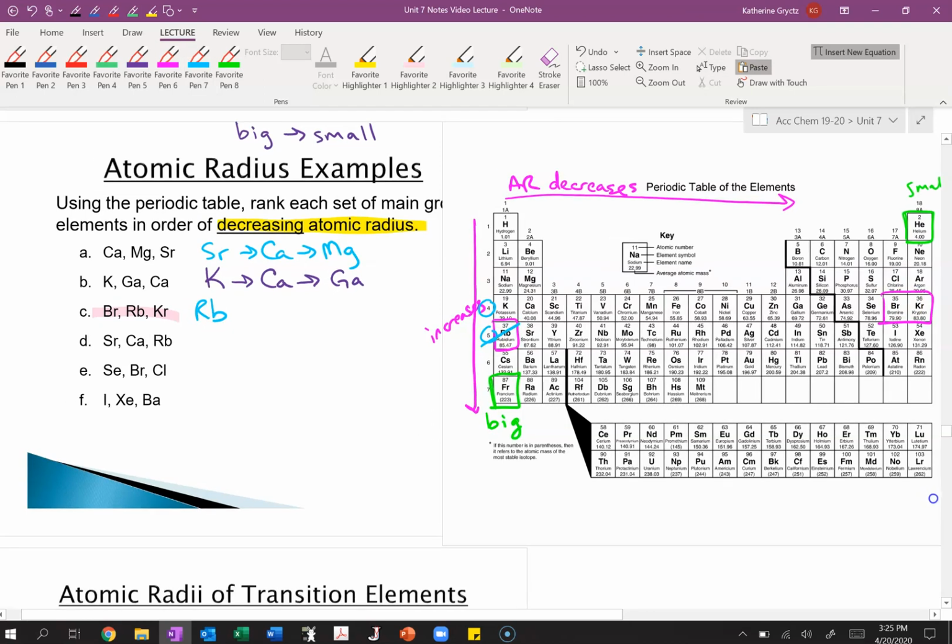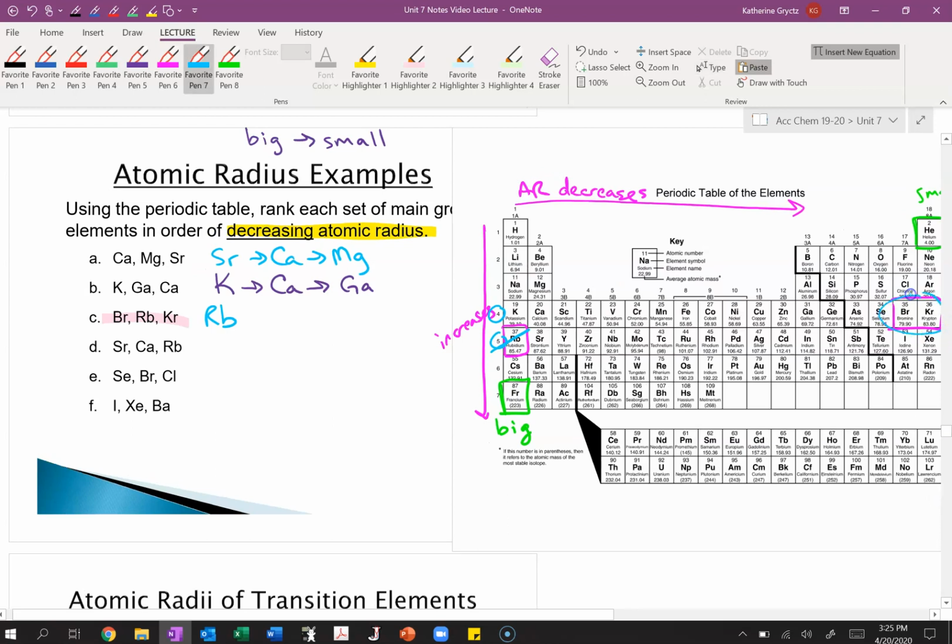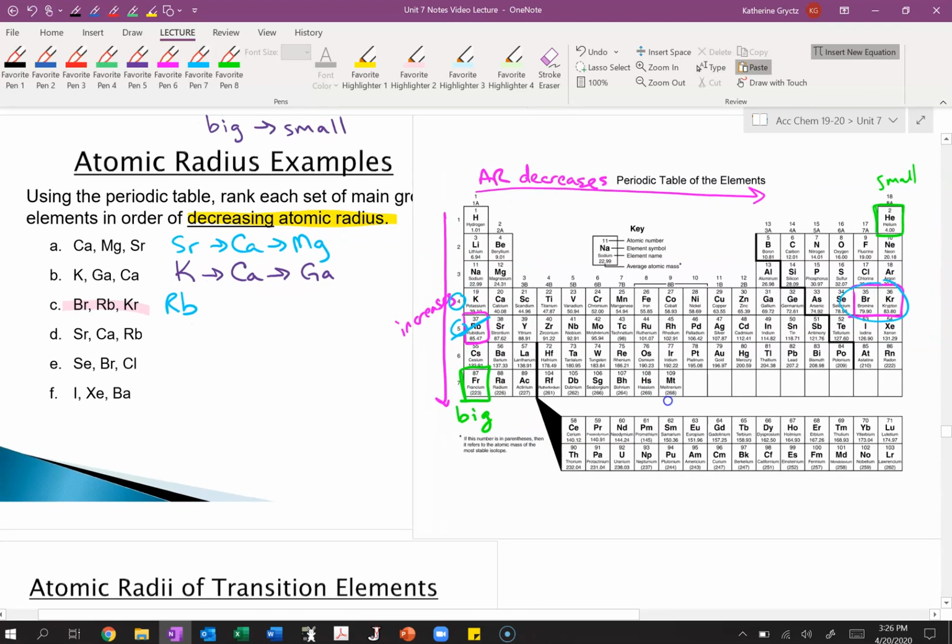If we're comparing 4 levels to 4 levels like we are with krypton and bromine, then we look at the protons. We have to ask ourselves, who has more protons? Krypton has 36, bromine has 35. So krypton's 36 are going to drag its 4 levels in tighter. So krypton's actually going to be the smallest, and bromine is in the middle.